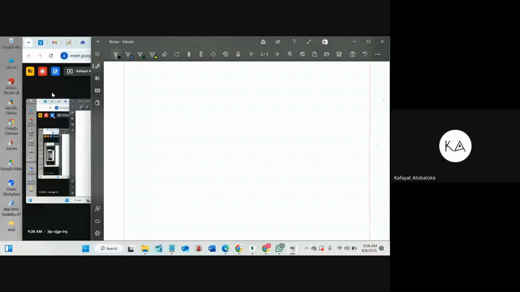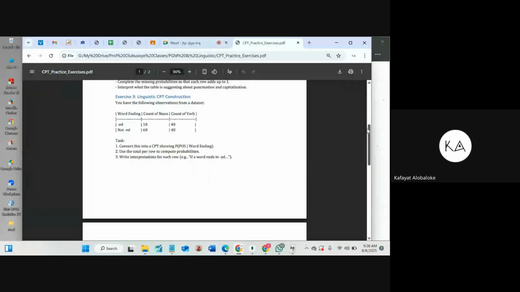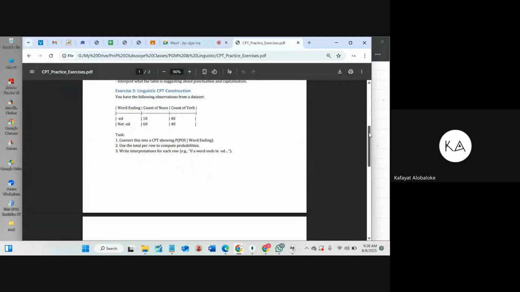Now the next question, as exercise 3, before I hand over to Ms. Connie. You have the following observations from a data set. You can see word ending with ed or not, and we have the count of noun and the count of verb. The task here is to convert this into a conditional probability table showing the probability of part of speech, either noun or verb in this case, given the word ending, either ed or not ed. Now, how do we go about this?